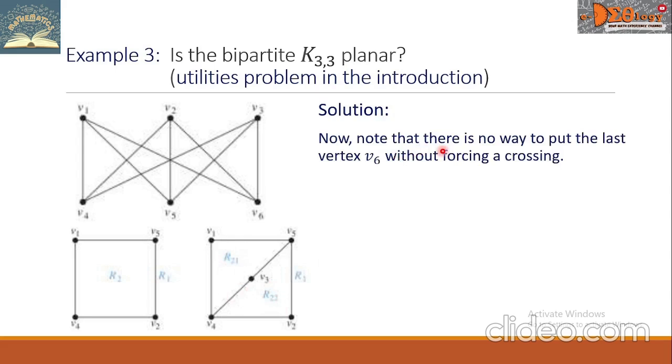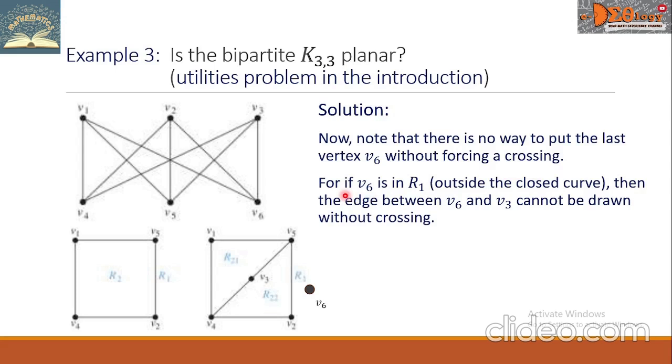Now, note that there is no way to put the last vertex v sub 6 without forcing a crossing. For example, suppose that v sub 6 is in r sub 1, so v sub 6 is here. Then the edge between v sub 6 and v sub 3 cannot be drawn without crossing.